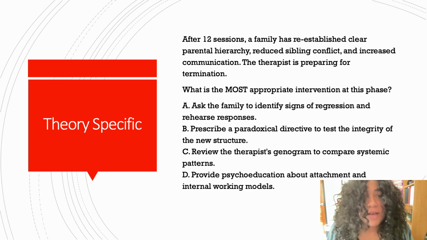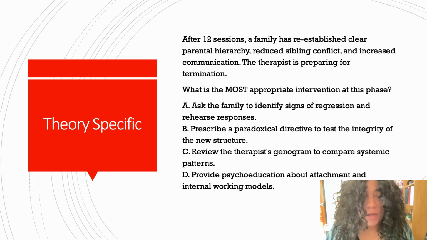After 12 sessions, a family has reestablished clear parental hierarchy, reduced sibling conflict, and increased communication. The therapist is preparing for termination. What is the most appropriate intervention at this phase? So the therapist is preparing for termination, correct? So automatically you know that we're in the termination phase, right?